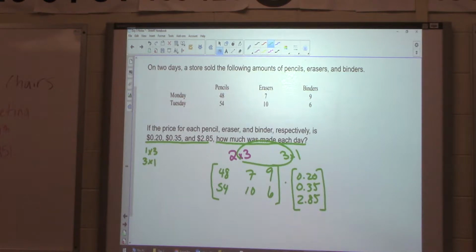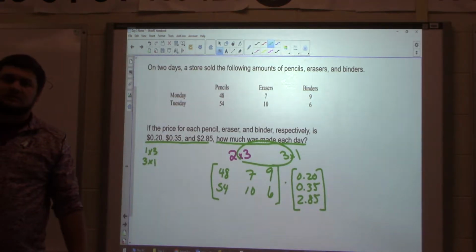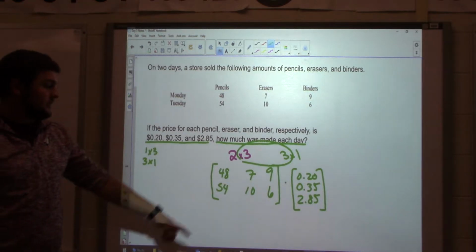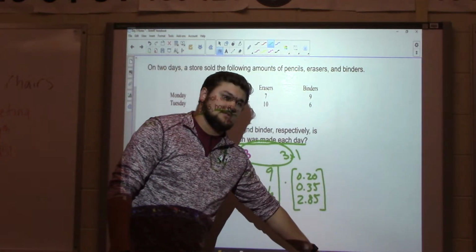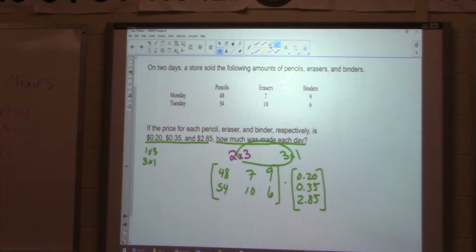Does it matter? Could I put 285 on top, and then 20 cents, then 35 cents? Does it matter? No. It doesn't? So I can do it in any order? You sure? The order does matter, and here's why.